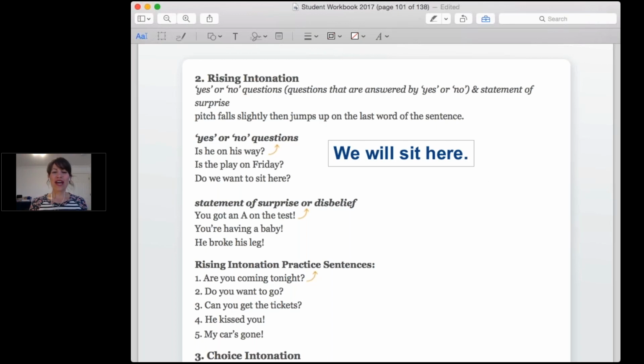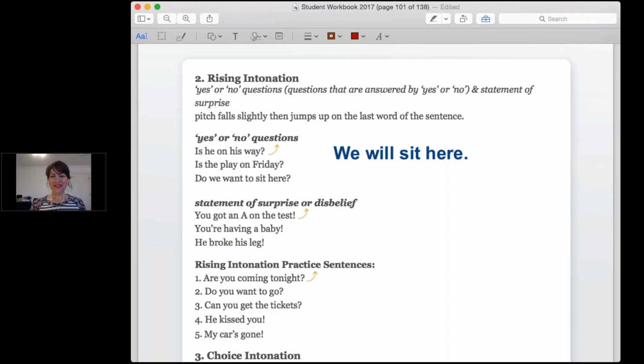So go ahead and say that same statement both as a statement and then as a question. First do it as a statement with the falling intonation, and then do it as a yes or no question with the rising. Okay. We will sit here. Yes, okay. Yep, that's it. And the second, rising. We will sit here. Yes, there you go. We will sit here. Yep.